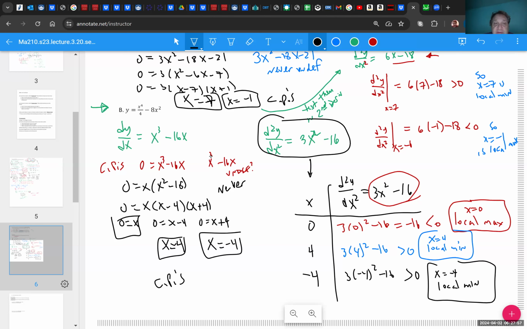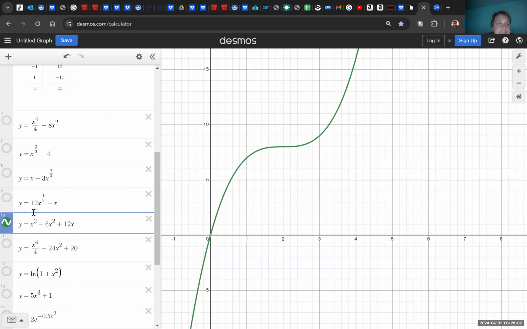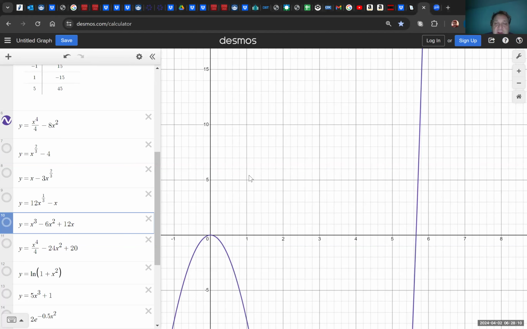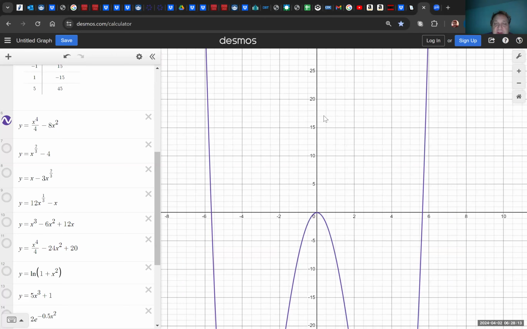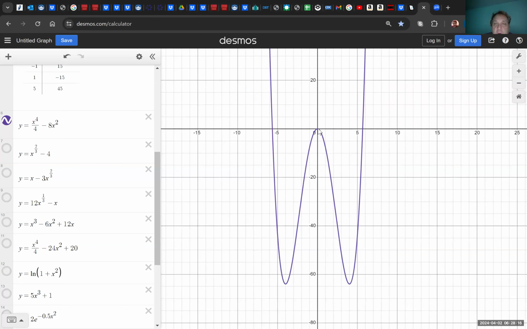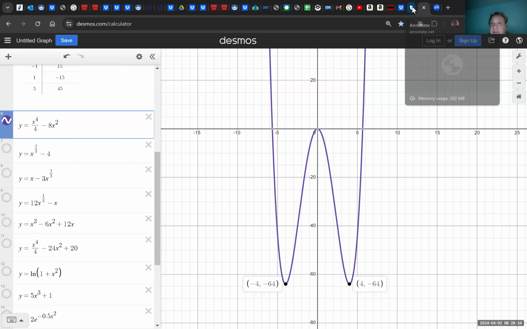Let's go check out the picture of x to the 4th over 4 minus 8x squared. It should be up here somewhere because there it is. So let me recenter this and zoom out a little bit. So here's our graph where we have 1 local maximum right up here, and then 2 local minimums over here and here at negative 4 and positive 4. So that was the second derivative test, and how you can find or at least classify the critical values from there.